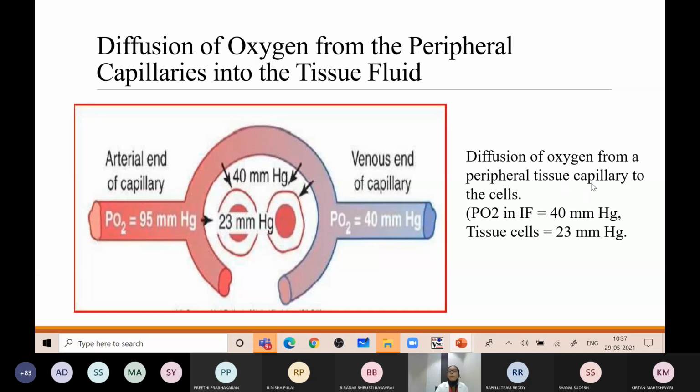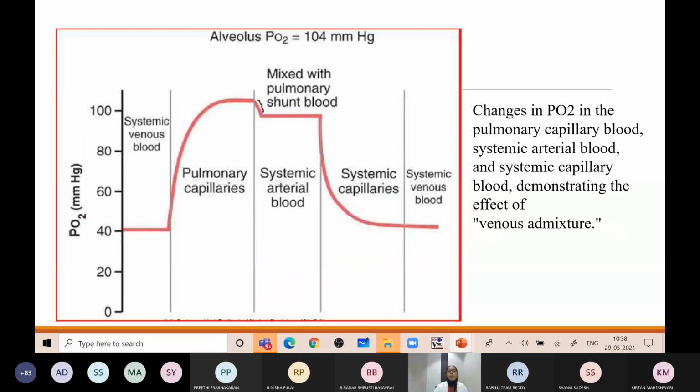So diffusion of oxygen from the peripheral tissue capillaries to the cell. PO2 in interstitial fluid is 40 mm of Hg, and in the tissue it is 23 mm of Hg. So from arterial capillaries to interstitial fluid, diffusion occurs. From interstitial fluid to cells, the diffusion occurs. Finally, the arterial PO2 of 95 mm will become venous end PO2 of 40 mm of Hg. This is the diffusion of oxygen from peripheral capillaries into the tissue fluids.